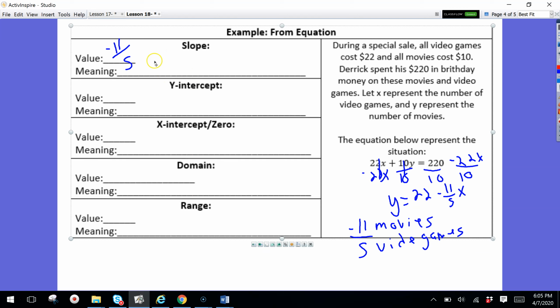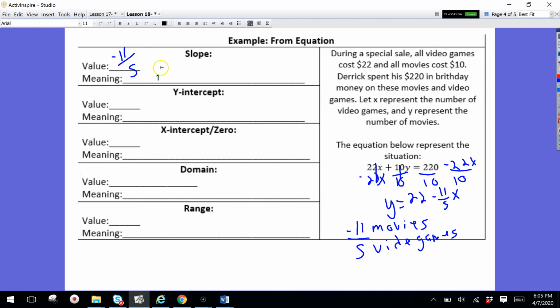So let's go ahead and write this down: for every 11 movies, you can't buy 5 video games.